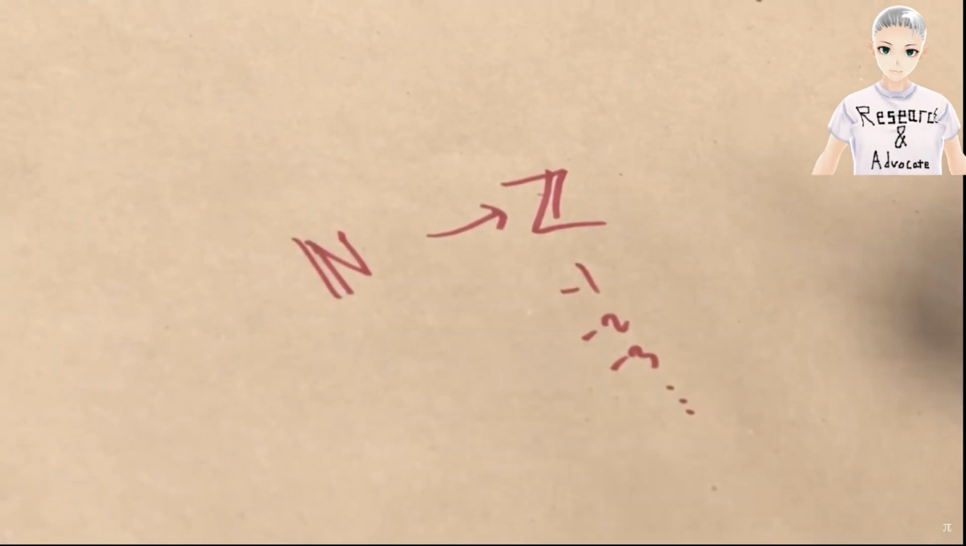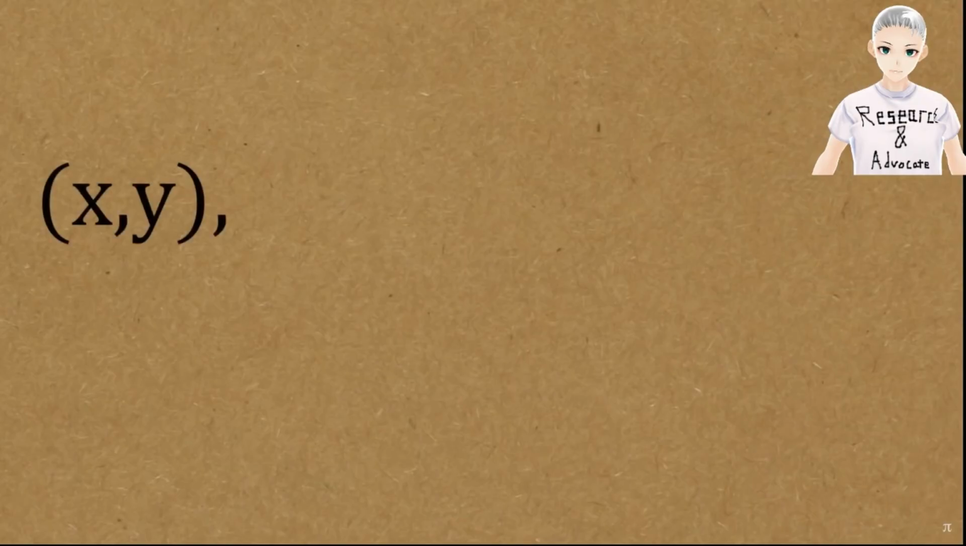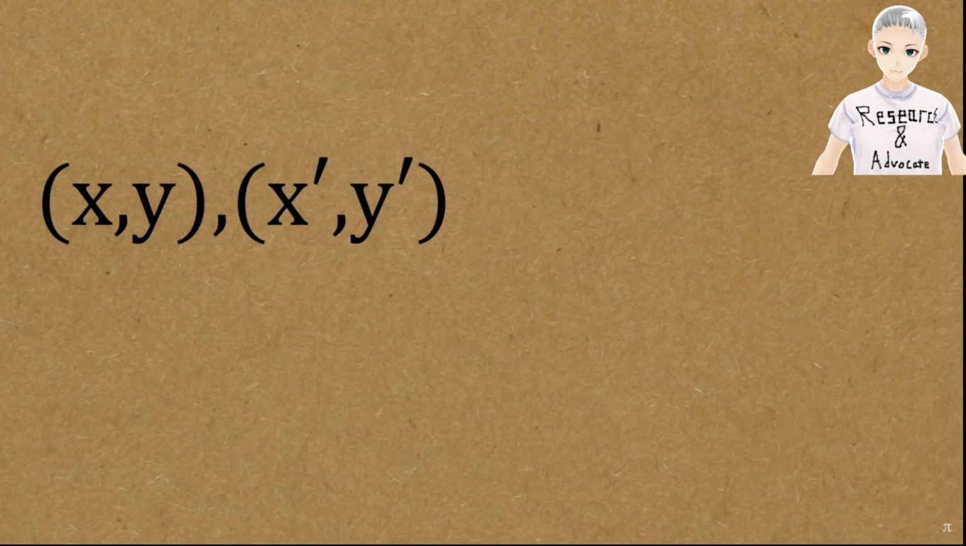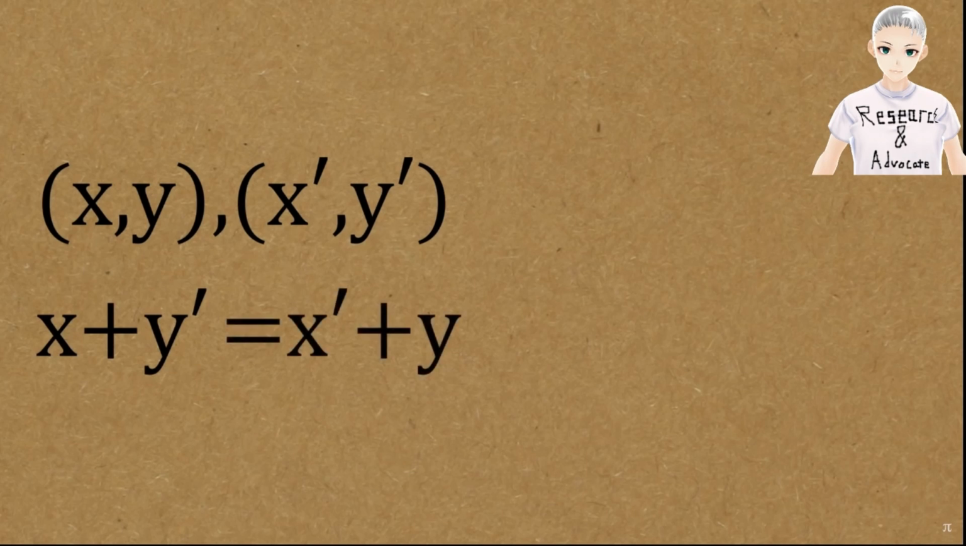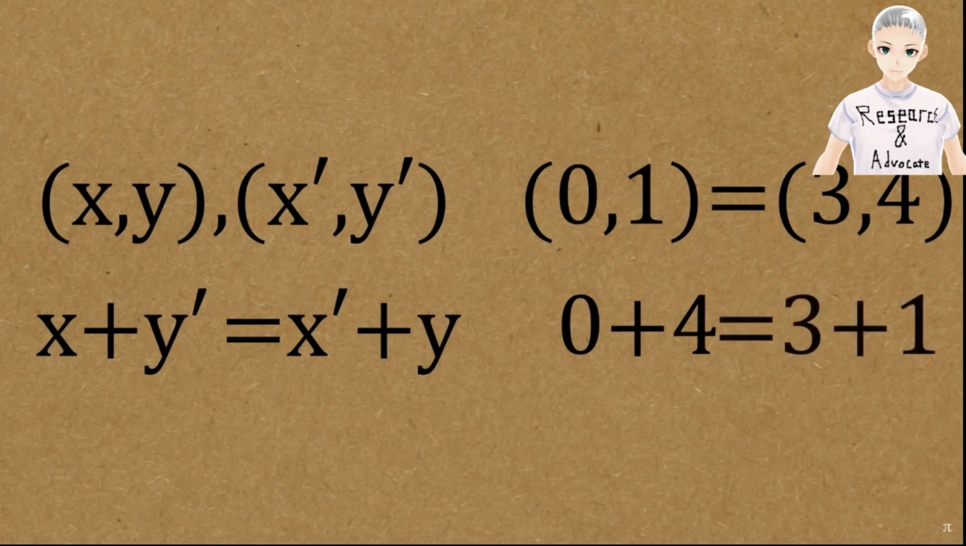Well, for example, you want to get from the natural numbers to the integers. One way to think about this is to think about pairs of numbers. I have a pair, let's call them x and y, and another pair, x prime and y prime. I want to think that they represent the same thing if x plus y prime is x prime plus y. For example, let's put in 0 and 1 as x and y, and 3 and 4. Let's see if I was right. That's 0 plus 4 equals 3 plus 1. So this is 4. So I was right.